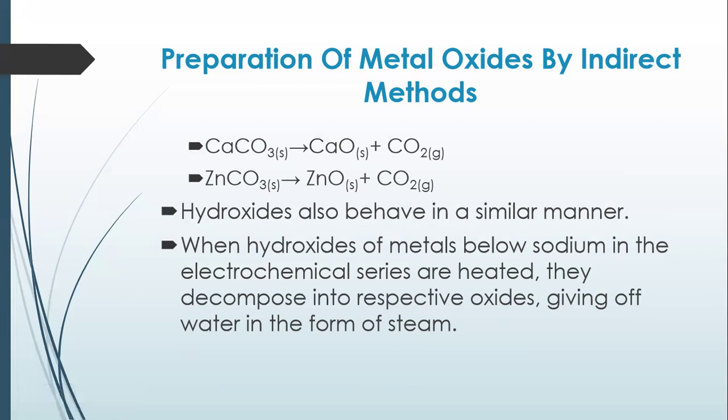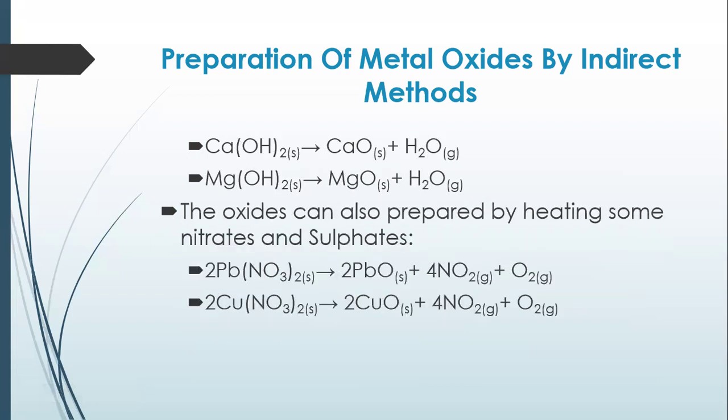Hydroxides also behave in a similar manner, whereby when hydroxides of metals below sodium in the electrochemical series are heated, they decompose into the respective oxides, giving off water in the form of steam. For example, as you can see here, calcium hydroxide when it decomposes leads to calcium oxide plus water, in the form of steam or gas. Then there's also magnesium hydroxide, which when it decomposes leads to magnesium oxide plus water in the form of gas.